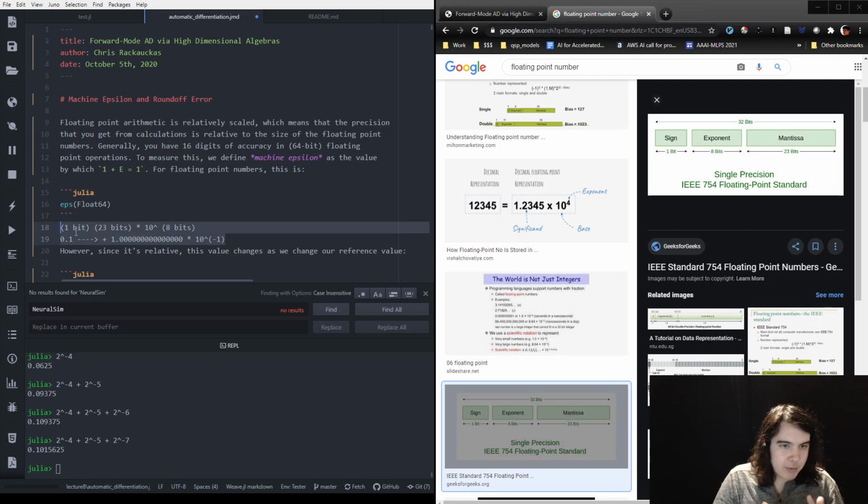Usually this is in the background. This is the 32-bit version. When you go to the 64-bit version, these get a little bit larger, but this is essentially what's going on in the background. You have a number that can represent some digits, and it can represent a base. Now, the interesting thing about these floating point numbers is that they're relatively scaled. The reason is that you can change this exponent, and you still have the same number of relative digits in that relative magnitude.